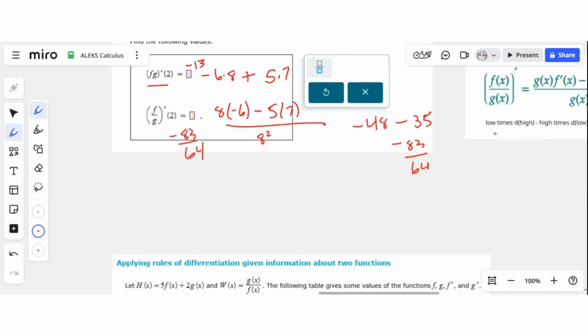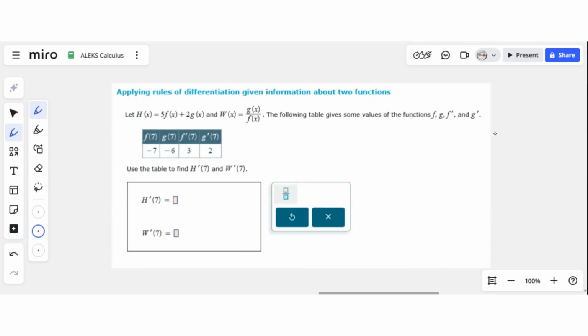Let's try another one. Sometimes they give you ones that look a little bit different. Instead of just a list of values, here we've got a chart. It's really not much different. You're seeing f of 7, g of 7, f prime of 7, g prime of 7. And we first want to find h, which they're defining as 5 times f of x plus 2 times g of x. This one should not be too hard. We're just going to find the values for f of 7 in this case, multiply it by 5, and g of 7 and multiply it by 2 and add them together.